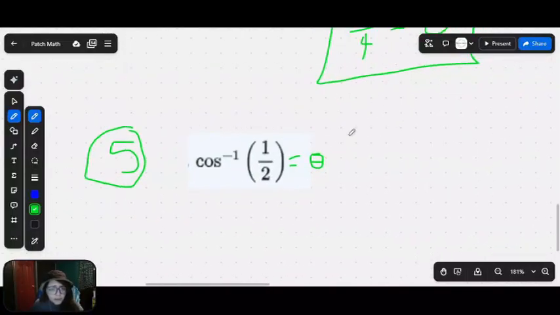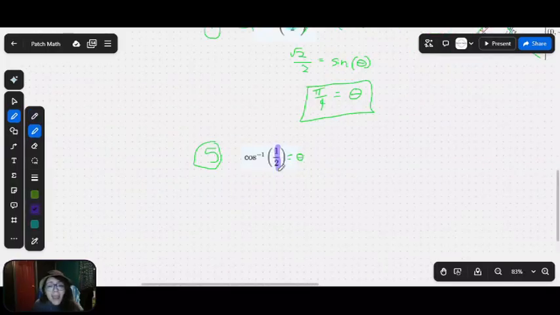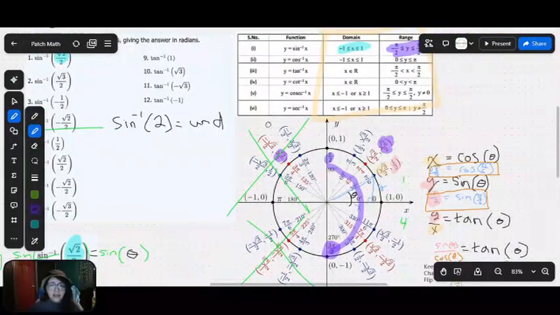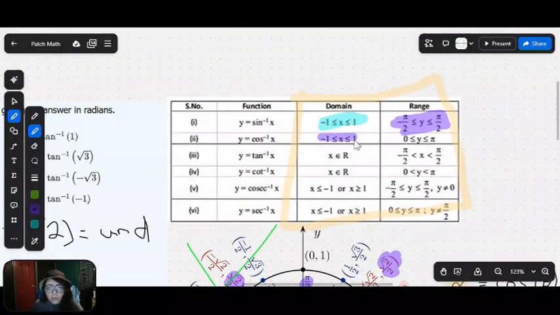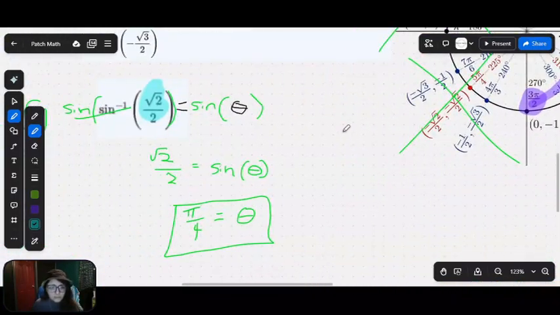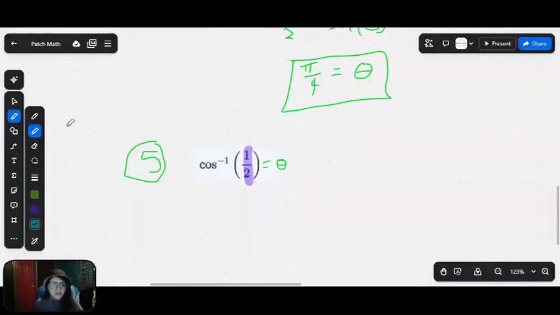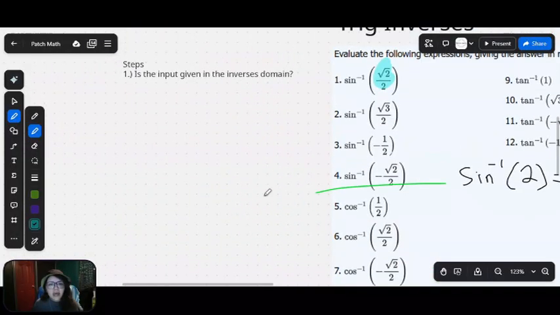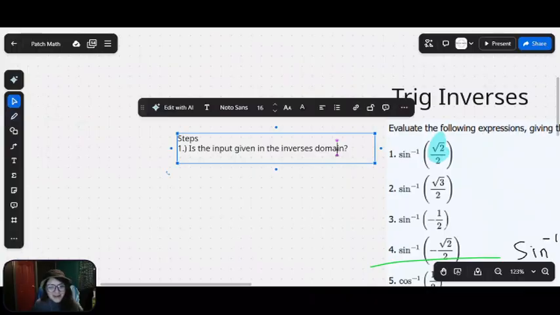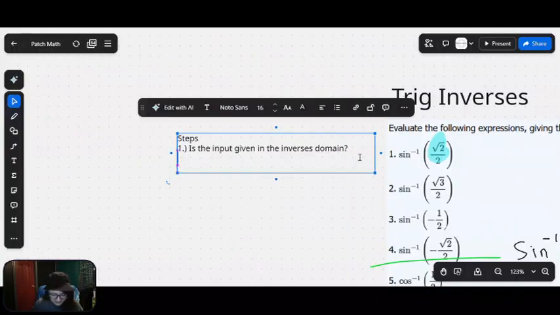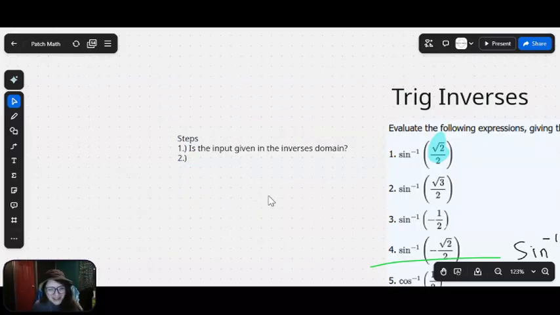When I'm dealing with this problem, before I start, I need to make sure that 1/2 is in the domain of cosine inverse. So we're going to come over here, cosine inverse, our domain, and I'll keep my shading the same in our videos. It happens to be the same domain as sine inverse, and that is between -1 and 1. Well, is 1/2 between -1 and 1? It is. Therefore, our first step, which I didn't finish in the last video, is: is the input given in the inverse's domain?